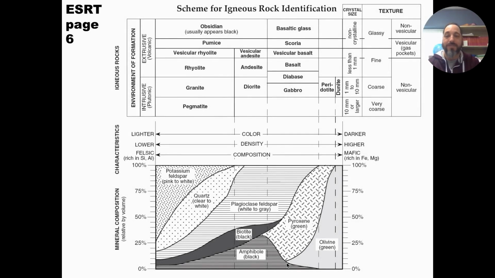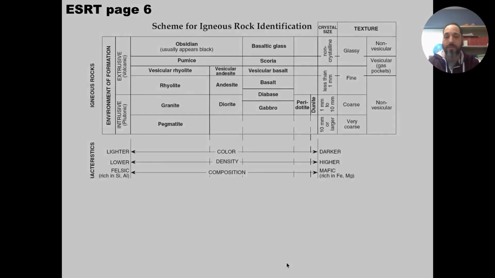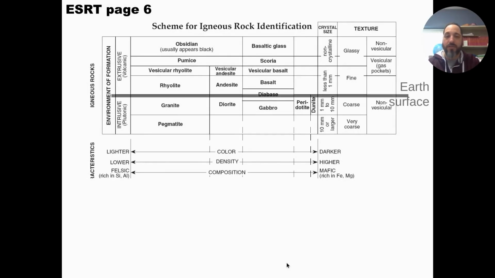So this is page 6 of your reference table, and this is going to contain our scheme for igneous rock identification. This is going to be the chart we're going to be using for this part of the unit. So let's start. Let's look at the Earth's surface right here. This is where it's going to be divided. All the rocks that appear below that line are going to form below the surface of the Earth, and all the ones that appear above that line are going to form at or above the surface of the Earth.